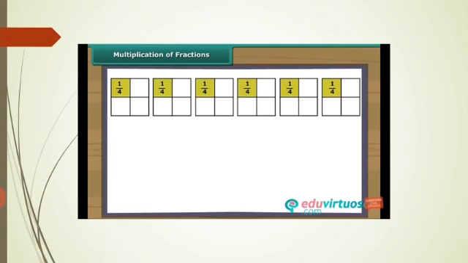First slide is multiplication of fraction. First, how many square boxes have I given? 1, 2, 3, 4, 5, 6 square boxes. In these boxes I have divided each square box into 4 parts. So one-quarter part of each I have shaded. So how many parts? You get the answer.